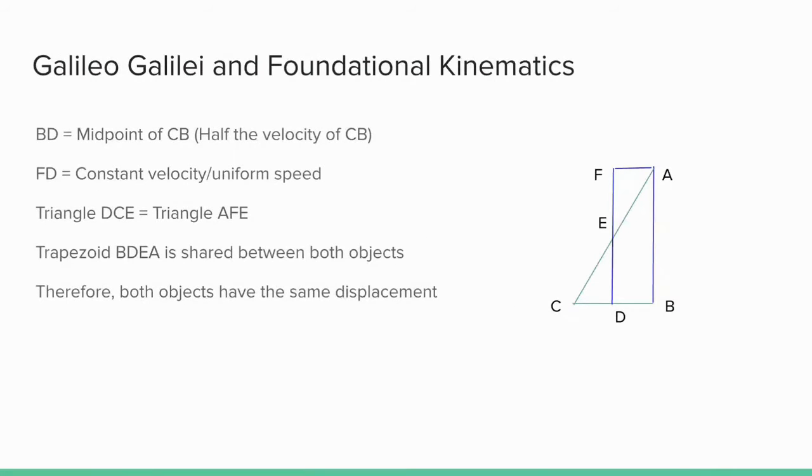We can draw a rectangle in the triangle as seen here, and line segment BD is the midpoint of CB, in other words the mean of the highest speed. FD is constant velocity or uniform speed. We can see that the green triangle DCE is equivalent in area to the blue triangle AFE, and trapezoid BDEA is shared among both objects. Because of this, both objects have the same area and therefore the same displacement. This shows how geometry can be used to solve kinematics problems.